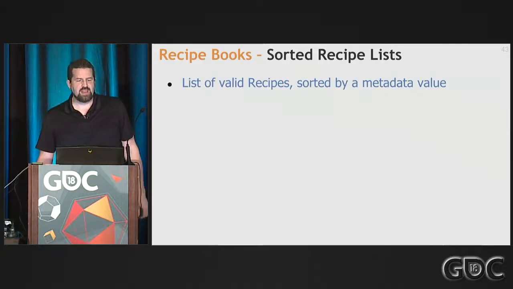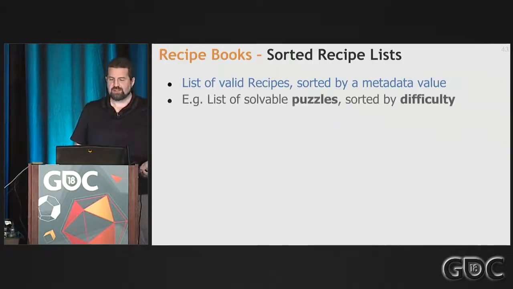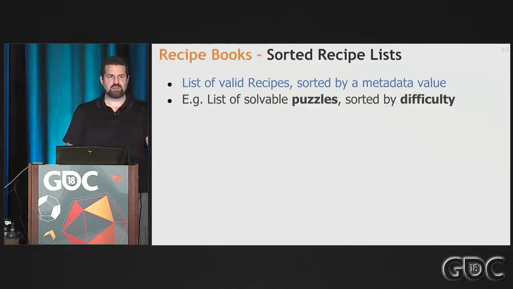Sorted recipe lists. You could generate a bunch of things and then sort them by some of that metadata that you wrote. For example, you could generate a bajillion puzzles and then evaluate them for difficulty, which we did, and then sort them by difficulty. So now you have a perfect ramp from easy puzzles to medium to hard, just by surfing through the list that's sorted by difficulty rather than by seed.